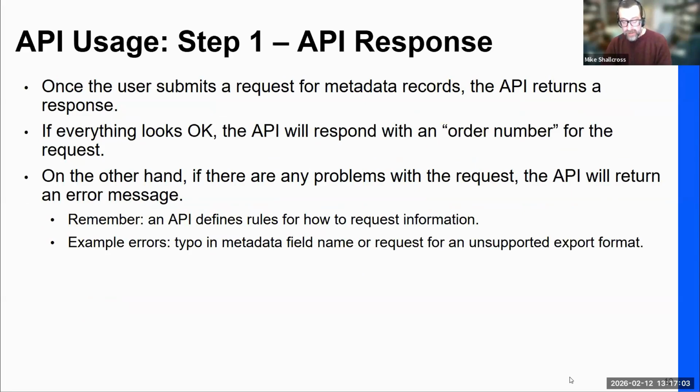So, after a user has submitted a request with the search criteria and the desired export format, the API will return a response. If everything looks okay, the API response will include an order number for the request. On the other hand, if there are any problems with the request, the API will return an error message. It's important to remember that all APIs are governed by rules about how to correctly submit a request, and ICPSR's metadata API is no different. As a result, you would see an error message if you misspelled a metadata field that you wanted to query, or if you requested an unsupported export format.